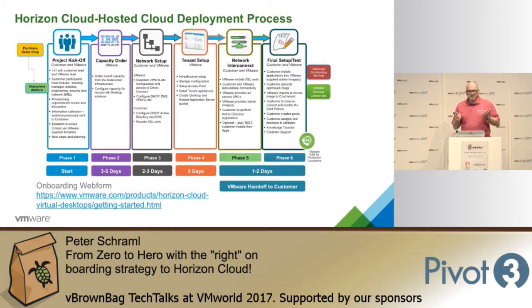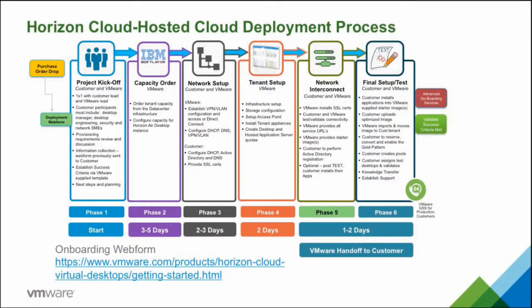The deployment process is pretty straightforward and simple. As a customer, you would drop an order. You fill out the deployment worksheet, which is an online worksheet. The link is down here, so you get an explanation of what we require. We then have a kickoff meeting. We order the capacity on our side from software or from IBM.